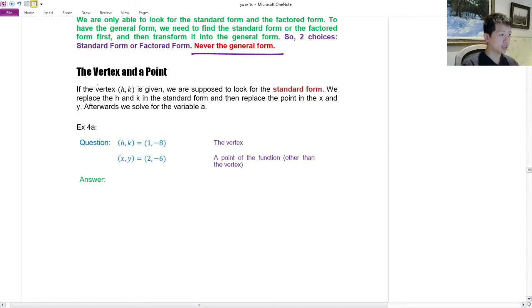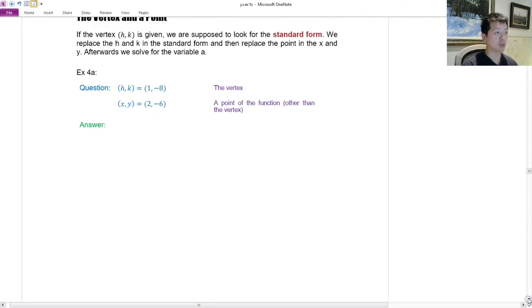Okay, the vertex and a point. So we know the vertex and a point. How do we find the equation? If the vertex is given, we are supposed to look for the standard form. So if we are given the vertex h and k, for sure we use standard form, right? Because we know h and k from the equation. We replace the h and k in the standard form, and then we place the point in the x and the y. Afterward, we solve for the variable a. So let's look at the example so that you will understand much better.